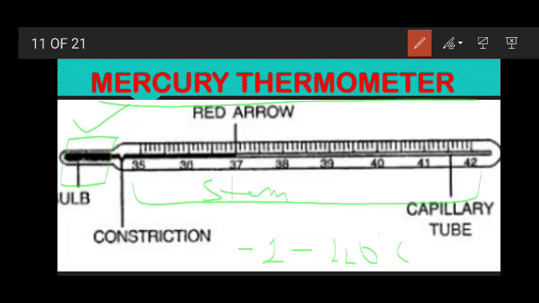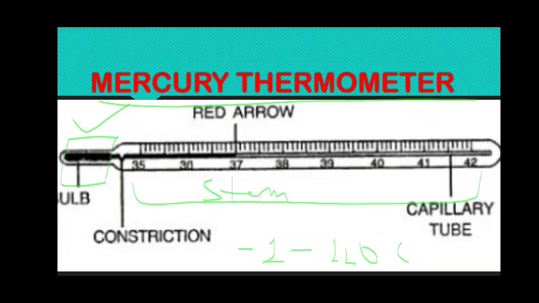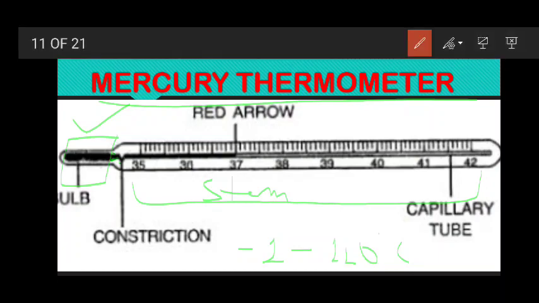Its zero mark, which is called the ice point or the lower fixed point, is at the level of mercury in the capillary when its bulb is kept in the melting ice, and the 100 mark which is called the steam point or upper fixed point is at the level of mercury in the capillary when the bulb is kept in the boiling water. Means ice point when we keep the bulb of the mercury in the melting ice, and the upper fixed point or the steam point when we keep the bulb of the mercury in the boiling water.